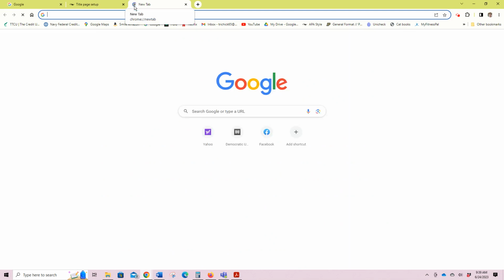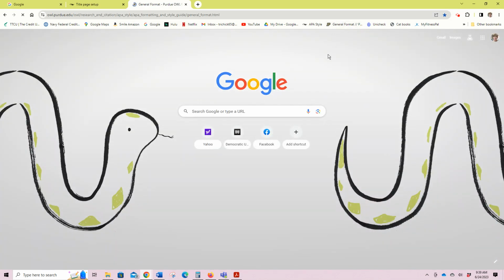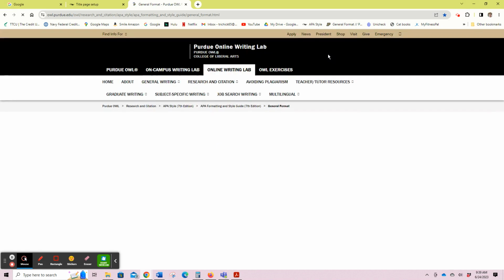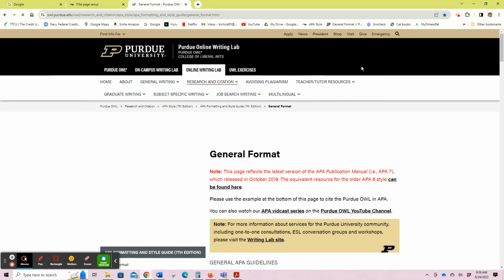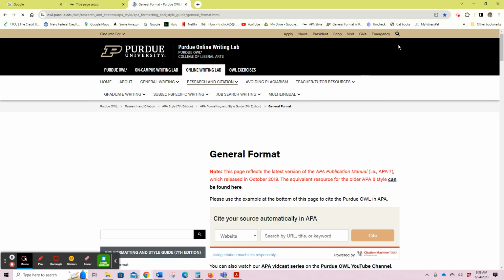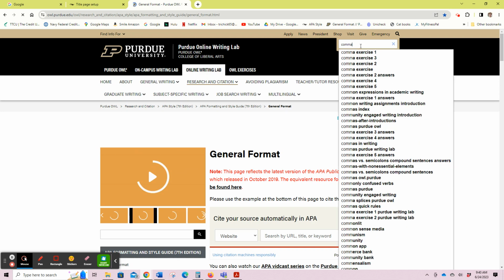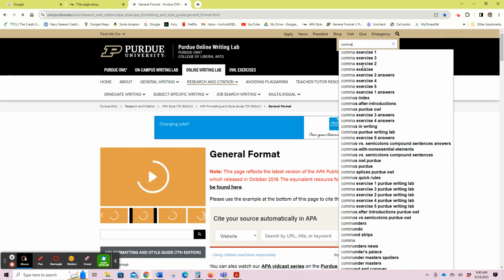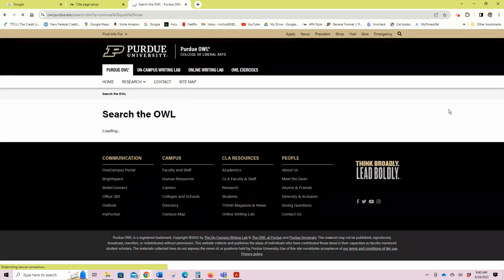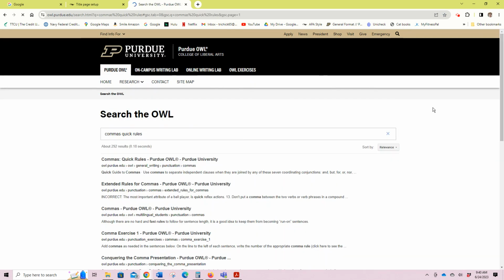Okay, so that's a real common mistake, and you can go into Purdue OWL. What I do to find the rules on commas, I've got it saved, but if you go into Purdue OWL and do a search, you can say comma use. Okay, so you can do all these exercises. It's a great learning tool. But here I'm just going to say commas quick rules.